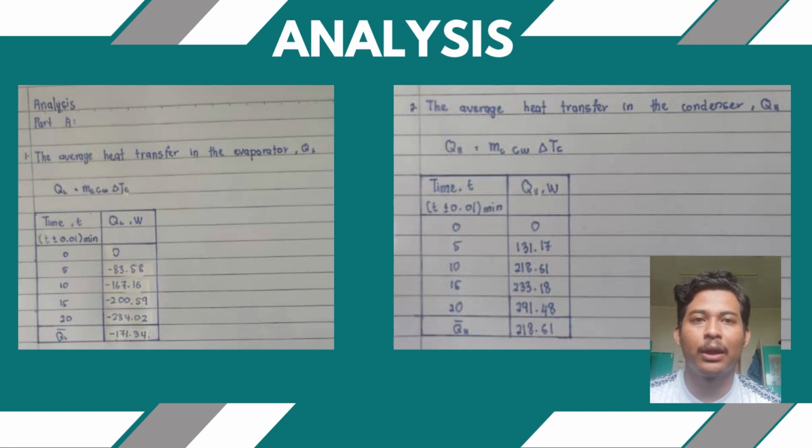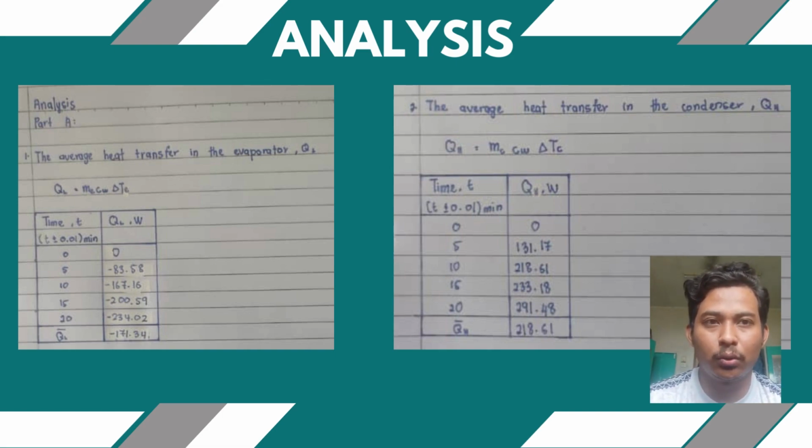in the evaporator. Same goes to the average heat transfer in condenser by using the formula QH equal to MC CW delta TC. QH is heat transfer in condenser, CW is specific heat capacity of water, and delta TC is temperature out minus temperature in. By using the formula, we can find the heat transfer in condenser for 5 minutes, 10 minutes, 15 minutes and 20 minutes, and then divide by 4 to find the average heat transfer in the condenser.